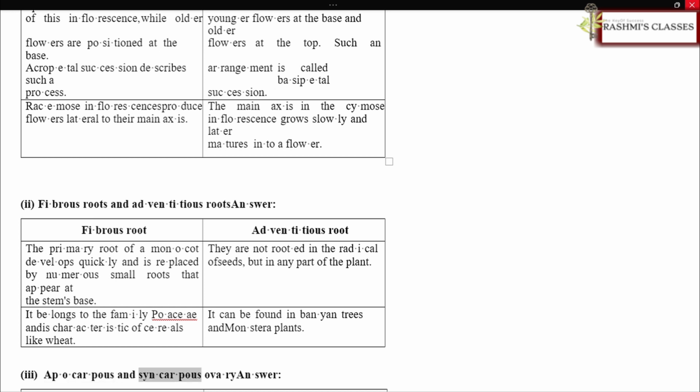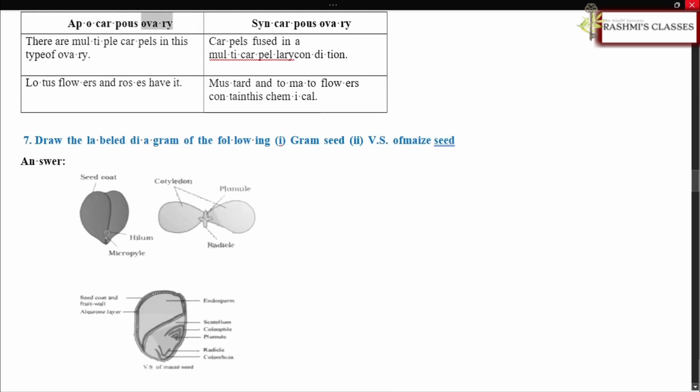Apocarpus and syncarpus ovary. Answer: Apocarpus ovary. Syncarpus ovary. There are multiple carpels in this type of ovary. Carpels fused in a multicarpellary condition. Lotus flowers and roses have it. Mustard and tomato flowers have this.